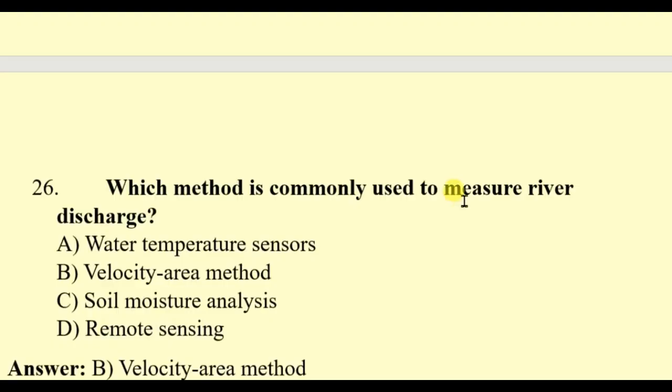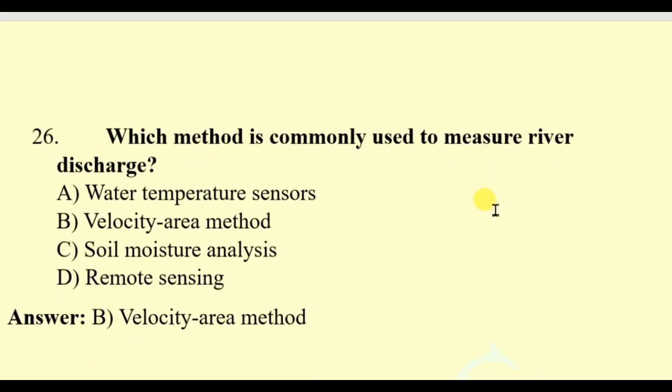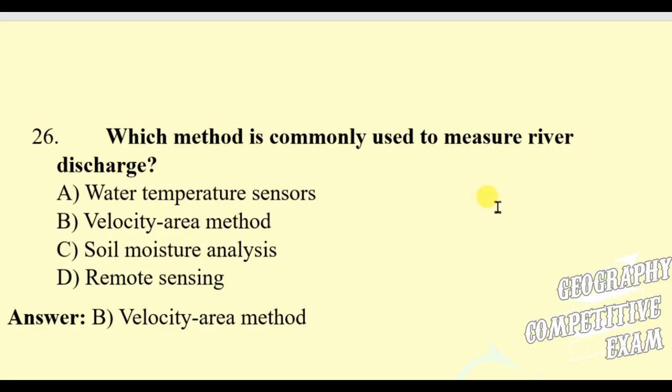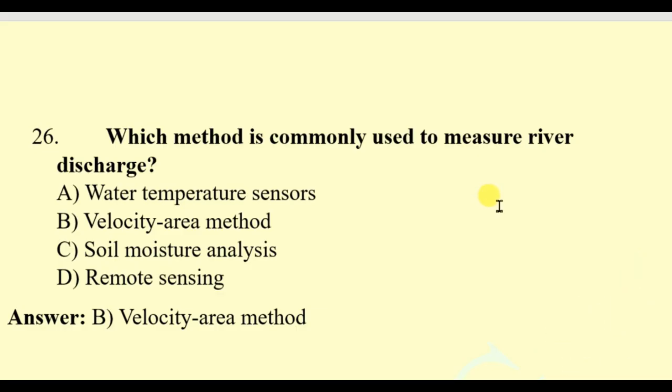Question 26. Which method is commonly used to measure river discharge? Water temperature sensors, velocity area method, soil moisture analysis, remote sensing. Here the correct answer will be velocity area method.